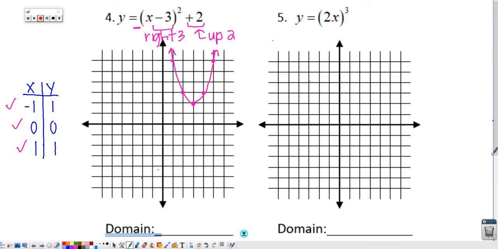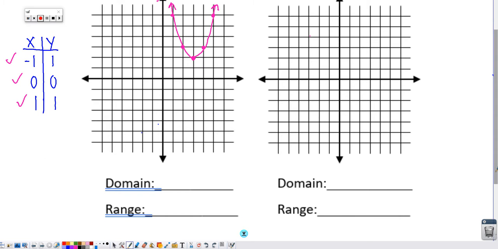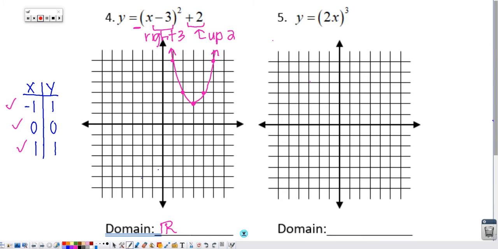All right, domain and range. The domain for quadratics are always all real. Okay? The range for this one is y is greater than or equal to 2. Remember, bottom to top. Lowest is 2, highest is infinity. Okay? So now I'm going to do the same exact thing with number 5. So I'm going to use my table. Okay? So use my table.